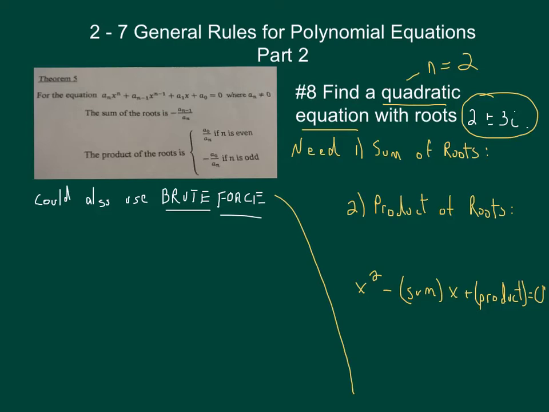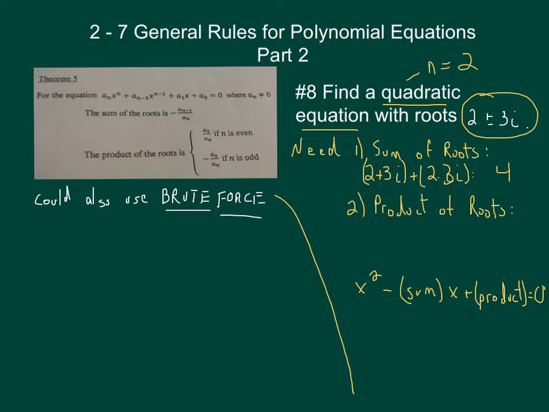Well, to find a quadratic equation, you need two things. All right? The sum of the roots. Well, the sum of the roots, that means to add 2 plus 3i plus 2 minus 3i. Well, that's just, the 3i's cancel. That's just 4. So the sum of our roots is 4.